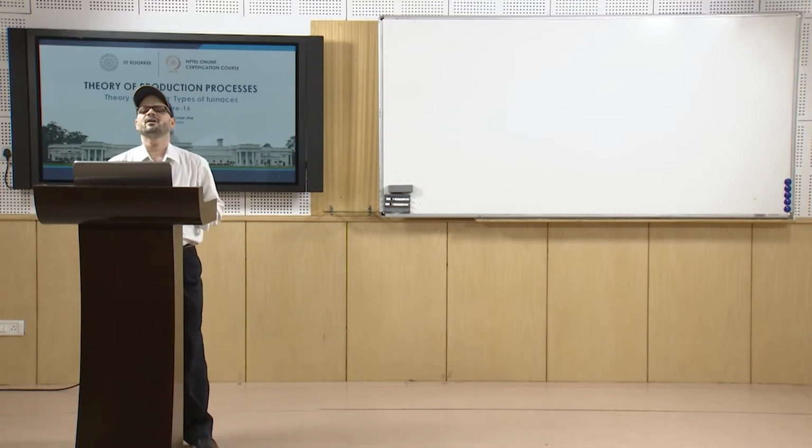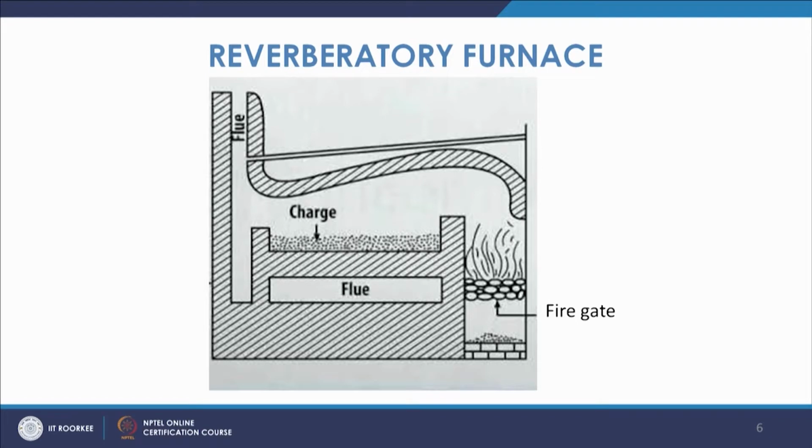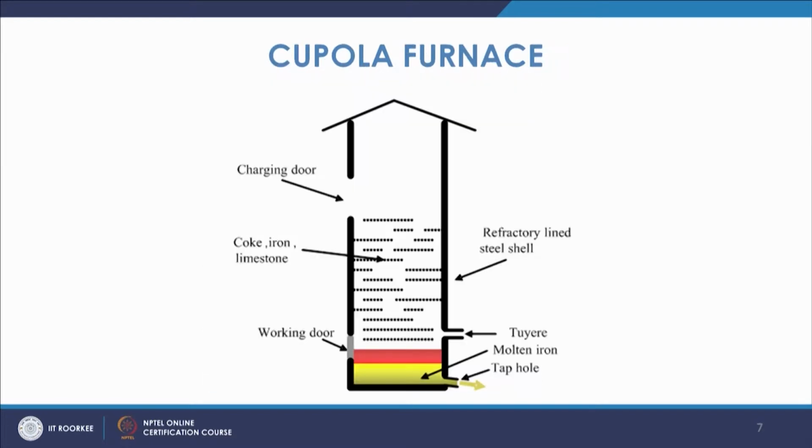Next will be the reverberatory type of furnace, where you see again this furnace, you have the fire gate, and then you will have charging, and this hood is there. The refractory hood will be there, then these combustion products will go, and from there this charge. Here you will have the metallic charge which will be heated, and you can use this heat for melting the material. So, this is the reverberatory furnace.